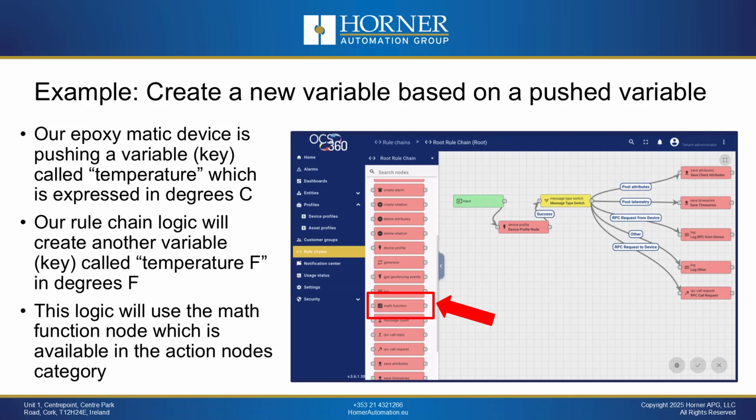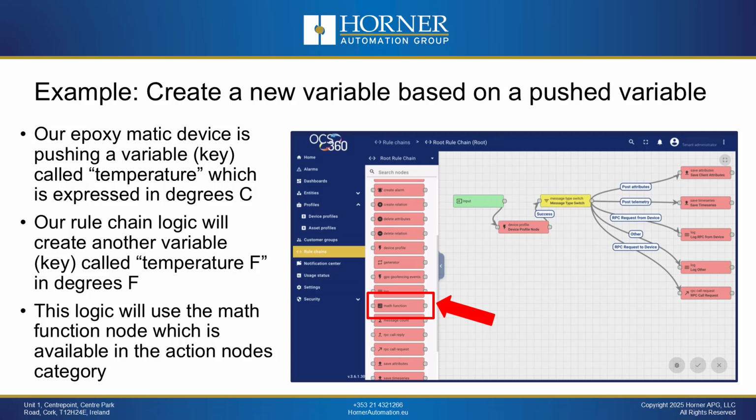That is the format that it has been reported in. Created a rule chain piece of logic that takes a variable coming in, temperature, and converts it to degrees F instead of C and stores it in a different variable called temperature F. That variable is not one that is being pushed to the cloud directly. It is being created by the rule chain and it does not count towards our number of variables per minute.